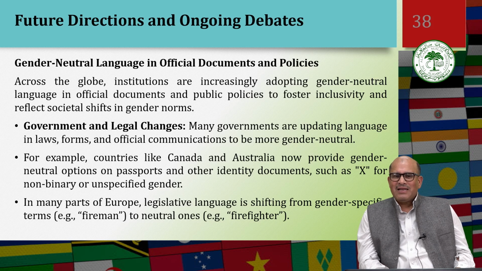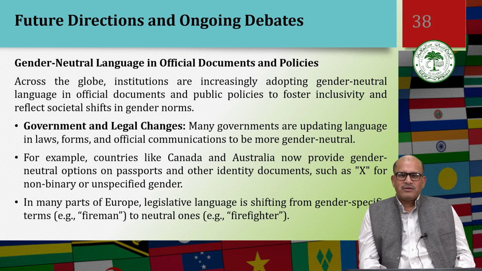Looking at government and legal changes, many governments are updating language in laws, forms, and official communications to be more gender neutral. For example, countries like Canada and Australia now provide gender neutral options on passports and other identity documents, such as X or non-binary or unspecified gender. In many parts of Europe, legislative language is shifting from gender-specific terms, for example, fireman, to neutral ones like firefighter, and so on.